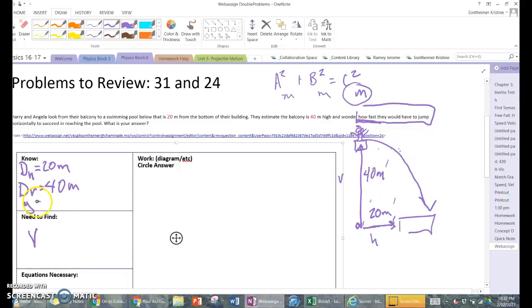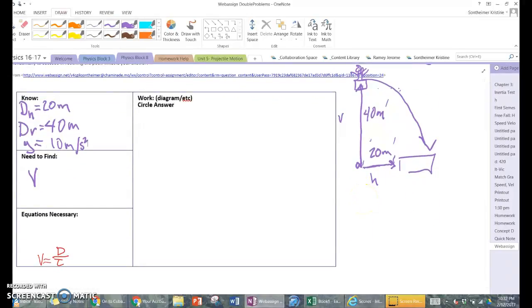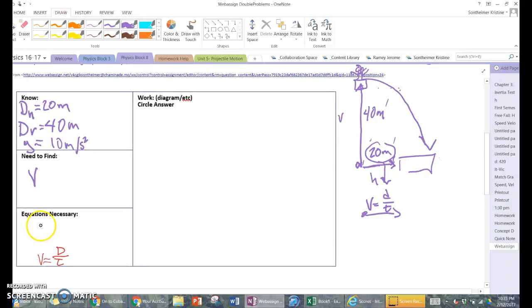But if you did it and managed to hit the pool and live, this is a projectile motion. So, in order to figure out the velocity of this, we're going to need two equations. Well, inherently, you know the horizontal component is the same every time. So you can use the equation v equals distance over time. And you have distance, right? This would go into here. What you don't have is time. So we need another equation.